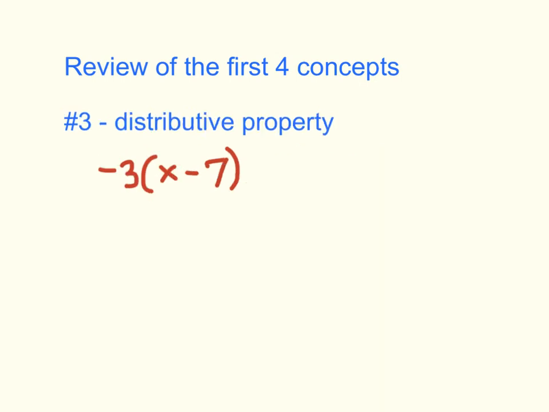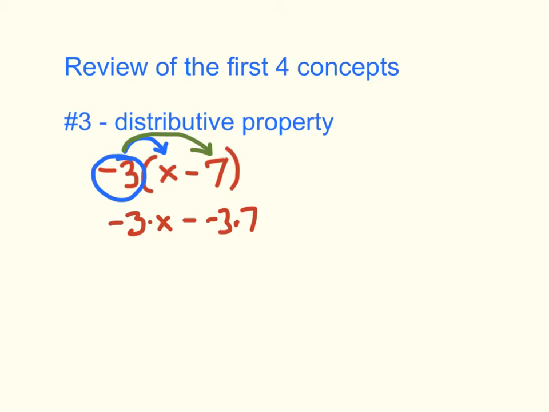The third concept is the distributive property. A reminder that to distribute means to multiply the number outside the parentheses by every term within the parentheses. So we need to make sure to multiply the negative 3 by x, so negative 3 times x. I'm going to back up a second. I'm going to put the minus sign in here. And then we need to multiply this negative 3 by the 7 over here. So that's negative 3 times 7.